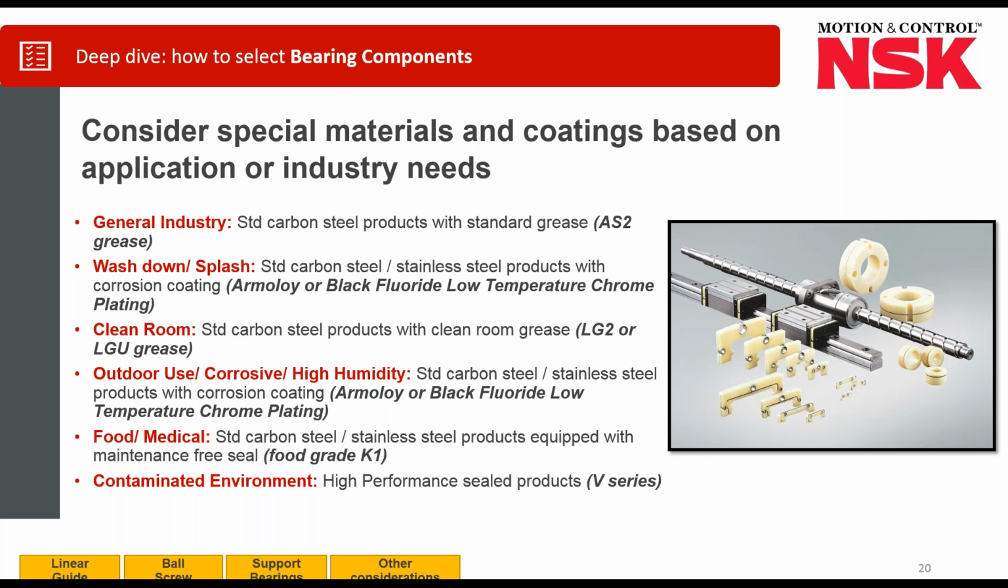Let's see what else we have here. Food or medical: again, we expect people to be wiping down their equipment, so we may want stainless steel product with maintenance-free seals, food grade type of product, and then food grade greases. So these are the types of things that we consider and have already defined, based on the industry, for what types of materials, coatings and greases we'd like to use. This just gives you a broad flavor of how we do things at NSK as far as material selection. Next.